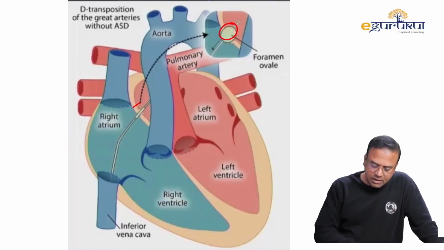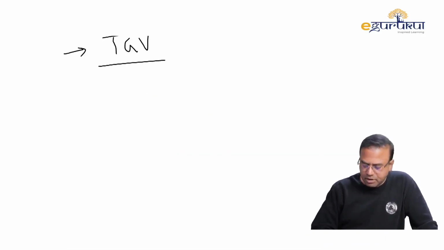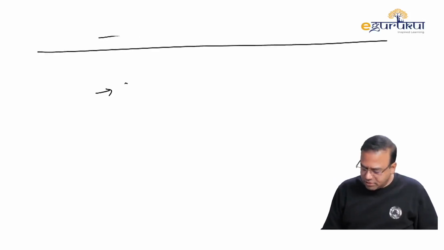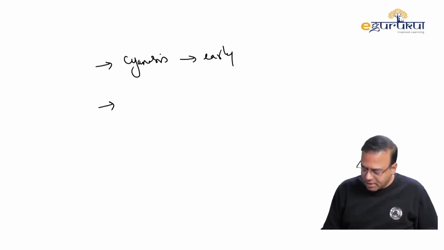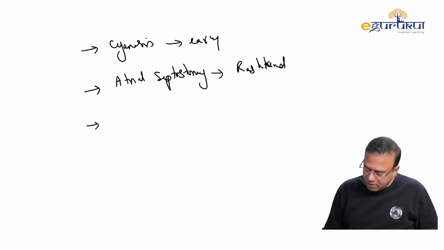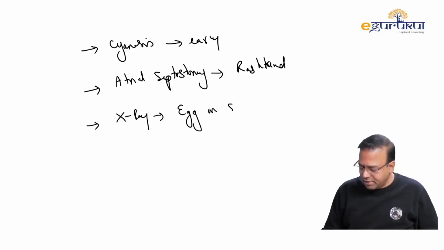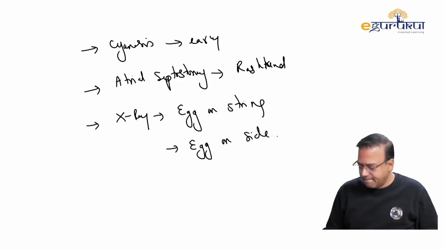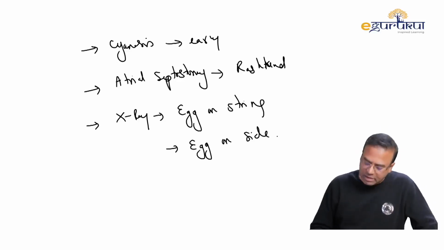So what are all the points that are important for transposition of great vessels? One is cyanosis occurs very early. Atrial septostomy is a very important technique that is done, developed by Dr. Rashkind. It is known as Rashkind's atrial septostomy. The X-ray is very important here. The X-ray is going to show an egg on string appearance, or simply egg on side appearance. Okay, egg on string appearance or egg on side appearance.